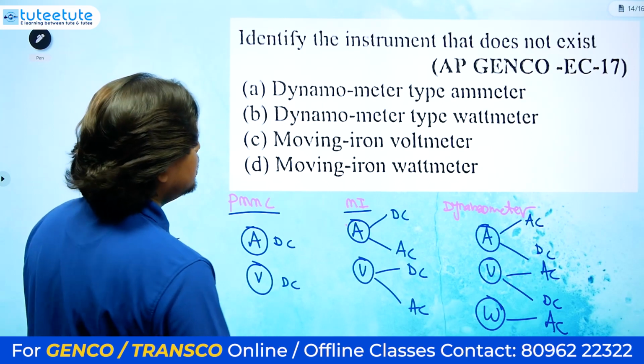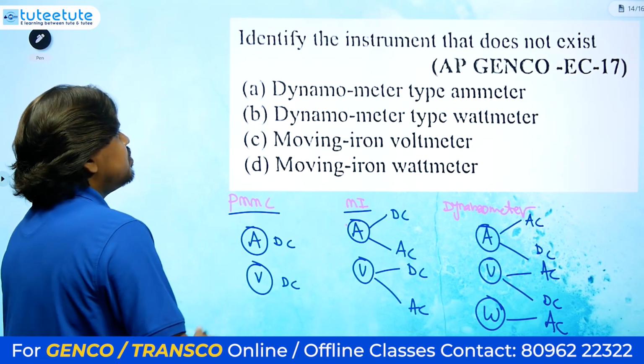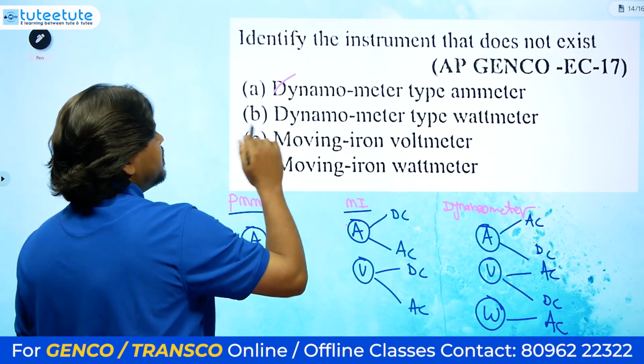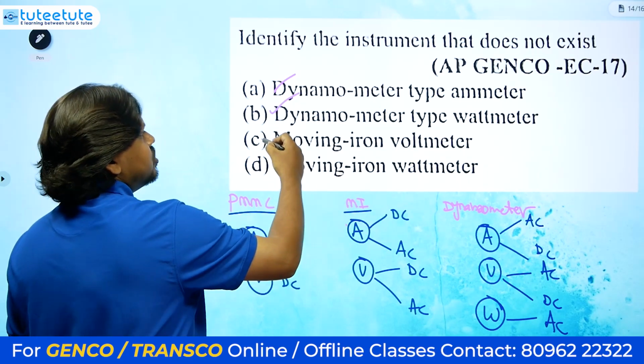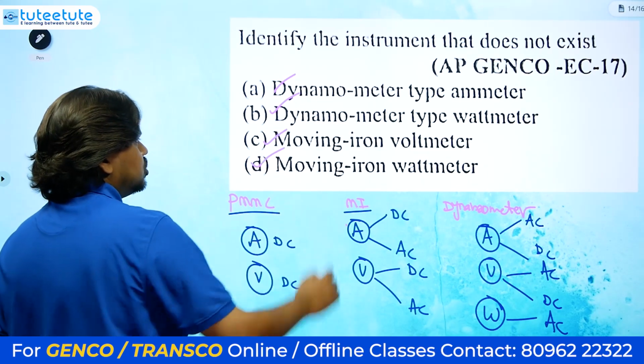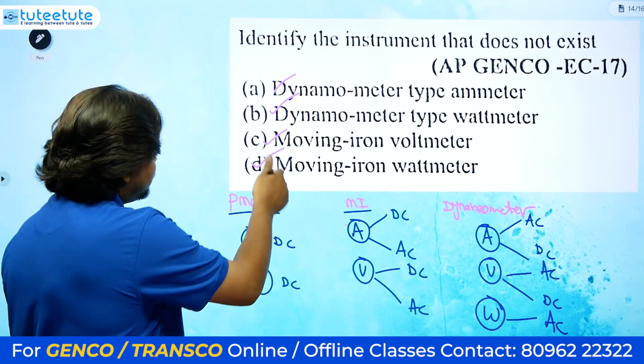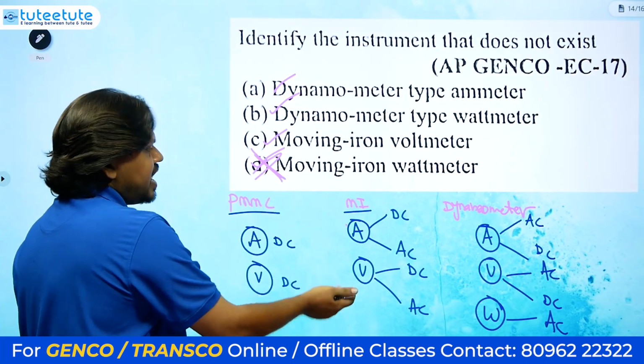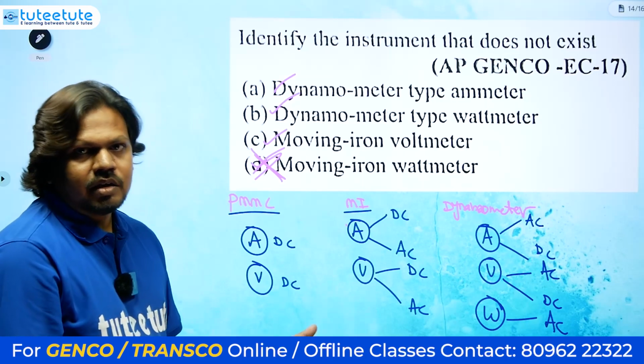Okay, so wattmeter is AC. What they are asking: a dynamometer type of ammeter is present, this kind of instrument. Wattmeter is also present. Moving iron voltmeter is present. But a moving iron wattmeter is not present. A moving iron type of instrument, we cannot make it like a wattmeter.